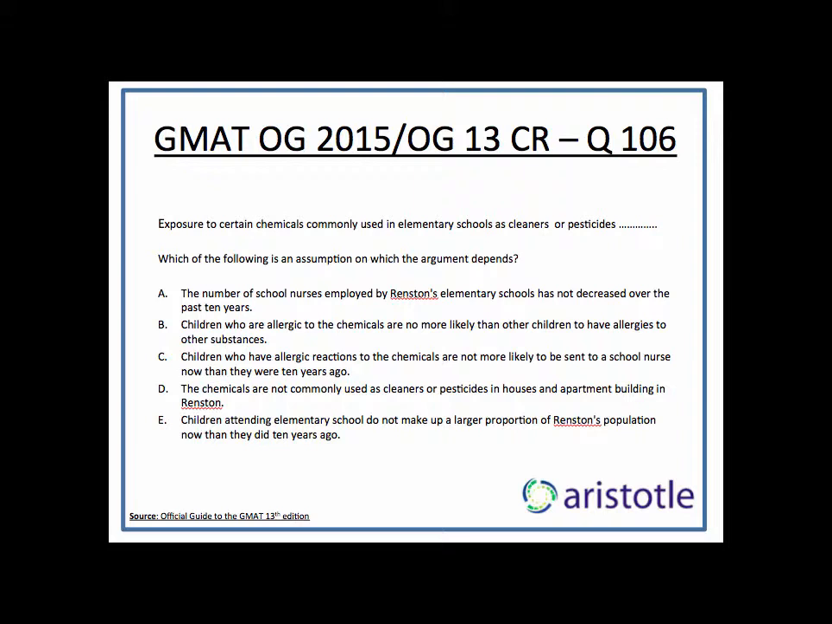Therefore, either Renston school children have been exposed to greater quantities of the chemicals, which is why more children are going to the nurses, or they are more sensitive to them, meaning the chemicals, than school children were 10 years ago. So it's basically concluding by giving you two explanations for why more children are now going to the nurses. One is maybe more children are getting exposed to more amount of the chemical. The other is maybe children have become more sensitive to the chemical.